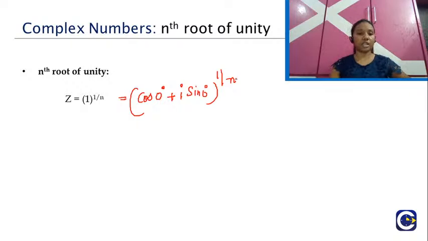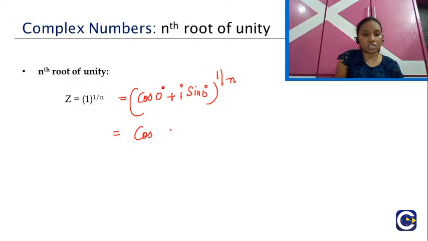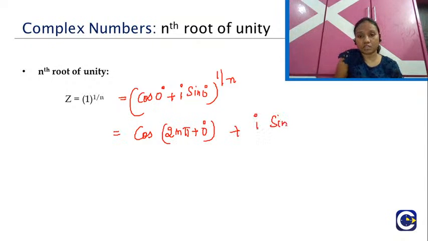So this one I have rewritten as cos 0 degrees plus i sin 0 degrees. If I talk in terms of generalized form, this can again be rewritten as cos of 2m pi plus 0 degrees plus i sin of 2m pi plus 0 degrees, whole power 1 by n.